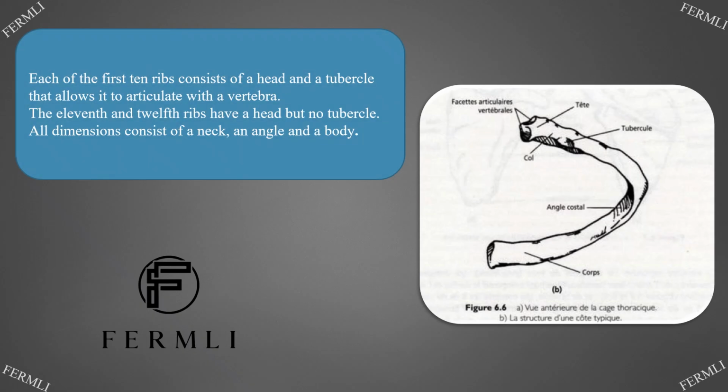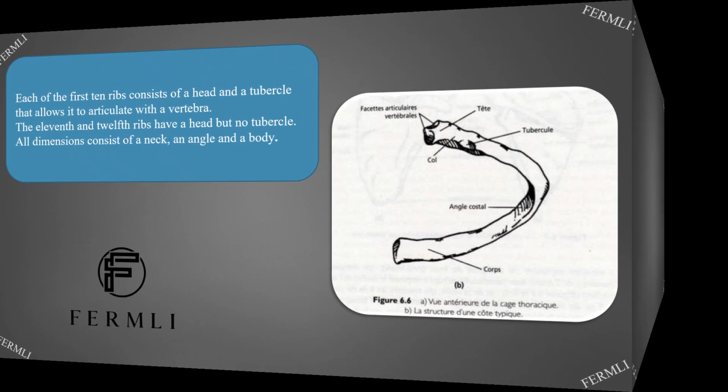Each of the first 10 ribs consists of a head and a tubercle that allows it to articulate with a vertebra. The 11th and 12th ribs have a head, but no tubercle. All ribs consist of a neck, an angle and a body.